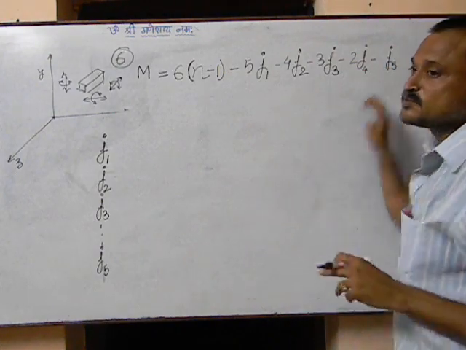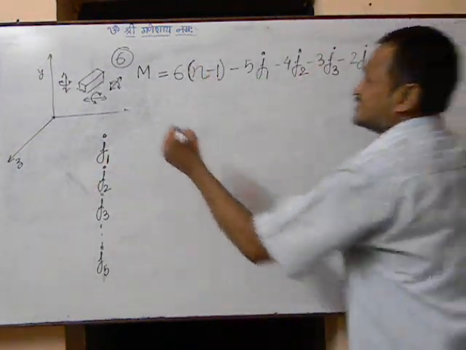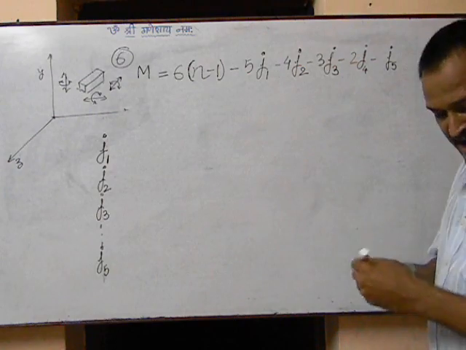It has freedom to move in 5 directions. That means it will have only 1 constraint. So that is how I can find out.